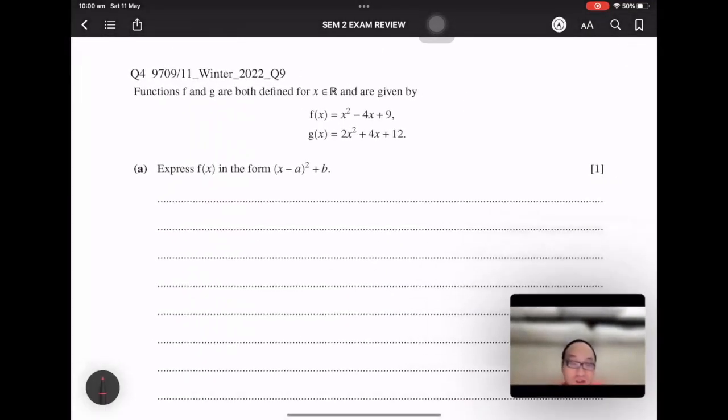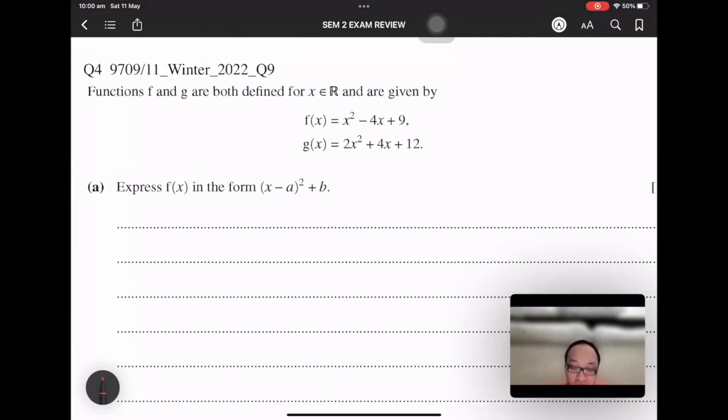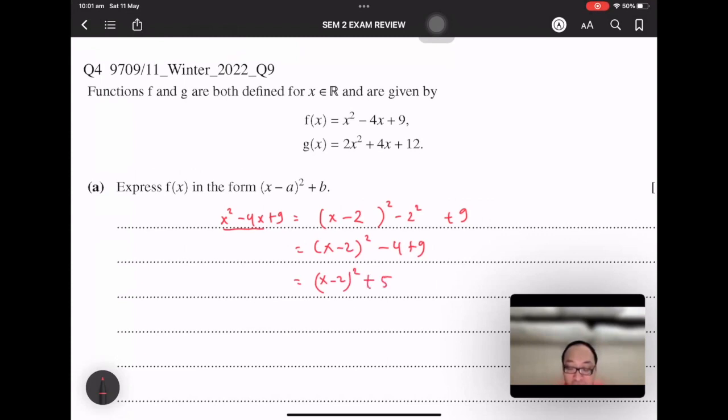Number 4. Functions f and g are both defined for x an element of the real numbers, f(x) and g(x). Express f(x) in the form of completed square. So x squared minus 4x plus 9 can be expressed as, we copy this, plus 9. The first two terms become (x minus 2). Don't forget minus 2 squared. So (x minus 2) squared minus 4 plus 9 equals (x minus 2) squared plus 5.